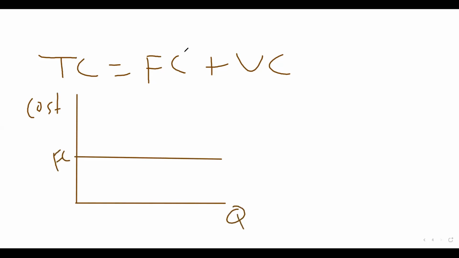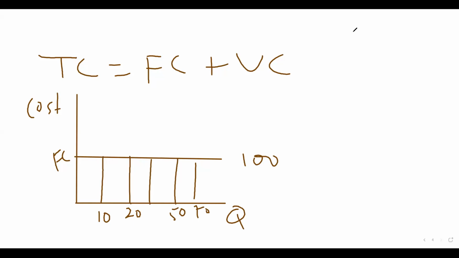Now that fixed cost can be a value of, say, 100. What does that mean? The fixed cost, in this case 100, doesn't change with the level of production. So the level of production went from 10 to 20, to 50, to 70. As the level of production is increasing from 0 upward, the fixed cost is not changing. The fixed cost is fixed. It's constant. Good.